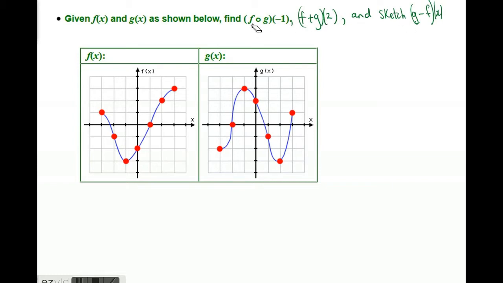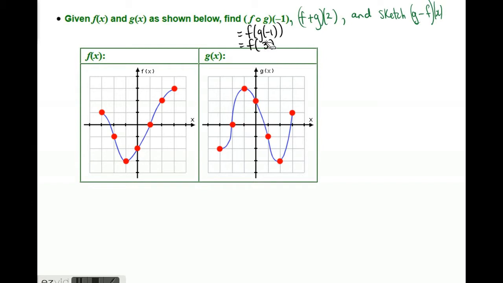Here we have the composition f composed with g at the input of -1. I will rewrite this as f of g of -1. So -1 is the x value inside of function g. We're going to look at function g and locate -1 on the x-axis. Here it is. We find the y value for this x of -1, which is up here. So the output is 3, and so far we have f of 3.